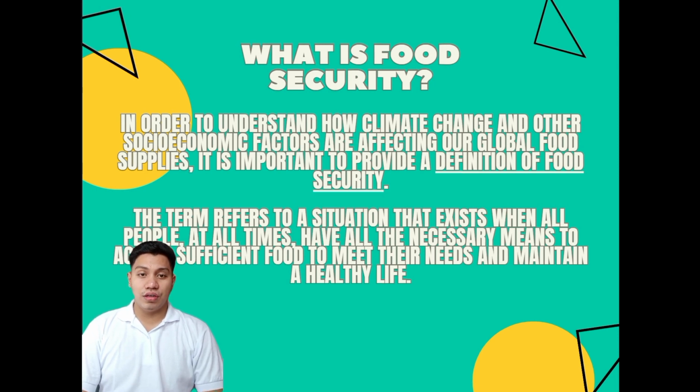What is food security? In order to understand how climate change and other socioeconomic factors are affecting our global food supplies, it is important to provide a definition of food security. The term refers to a situation that exists when all people, at all times, have all the necessary means to access sufficient food to meet their needs and maintain a healthy life.